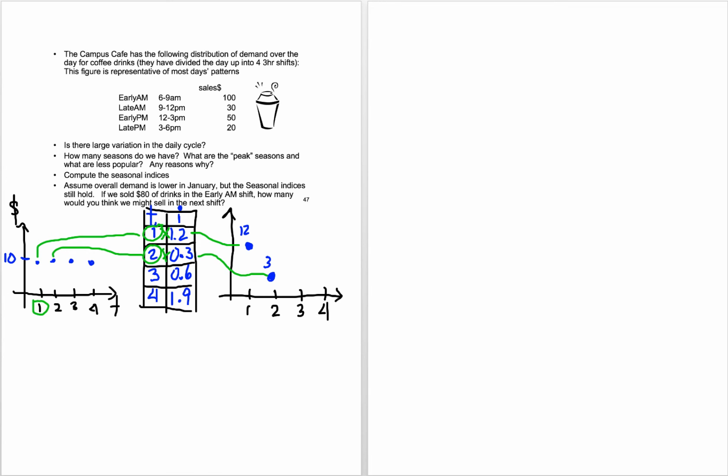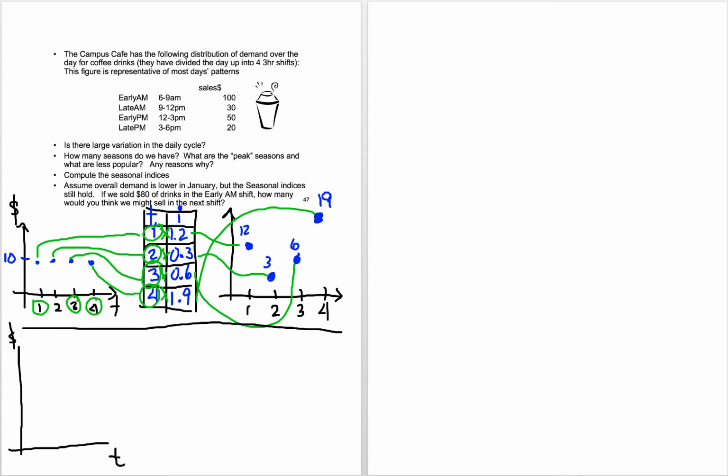Period 3 again has a value of 10, and as we see here, has an index of 0.6. 0.6 times 10 is 6, and we can plot that here. And finally, season 4, value of 10, index of 1.9, that gives us 19, so we can plot that right here. And with that, we can see how we use the index to convert the stable deseasonalized forecast into a forecast that has included the seasonality. So you'll be given seasonalized data and an index and be asked to convert that to deseasonalized data.